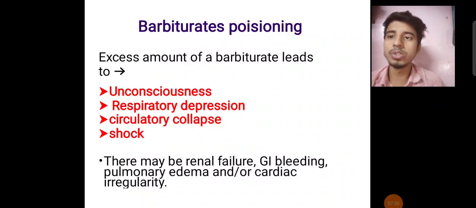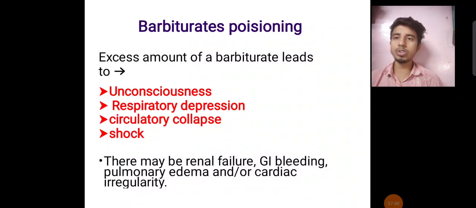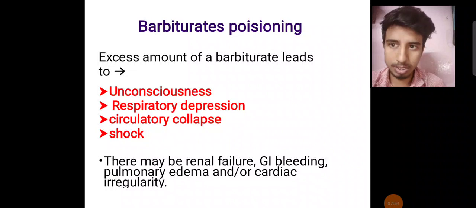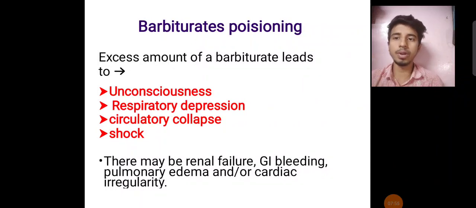It is the most common poisoning nowadays. As you know, many children use barbiturates for suicidal purposes. They eat lots of sleeping pills, in which unconsciousness happens, respiratory depression happens, circulatory collapse, and ultimately shock, which leads to the death of the person.